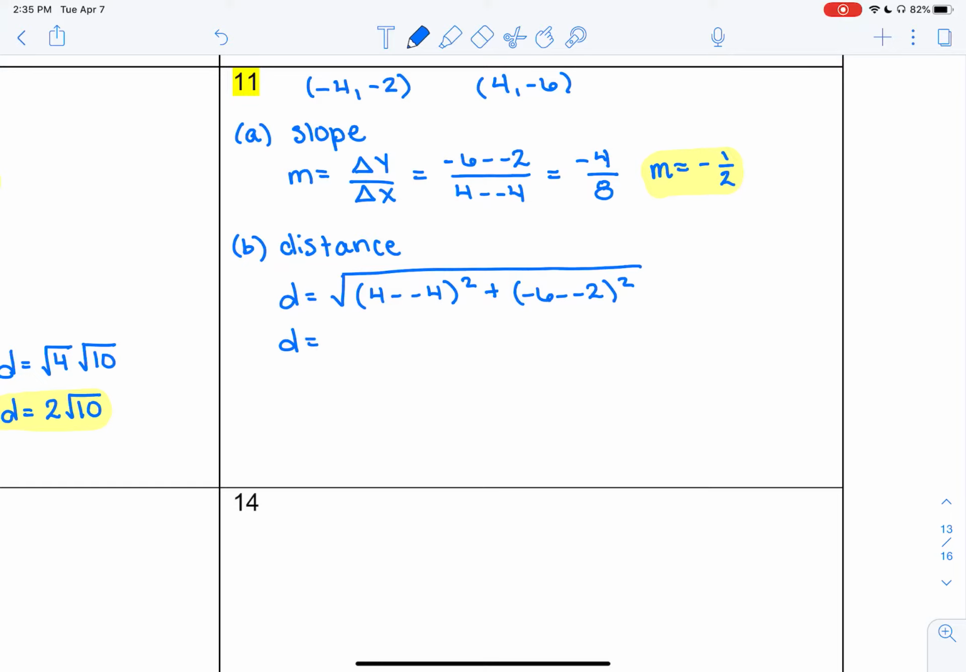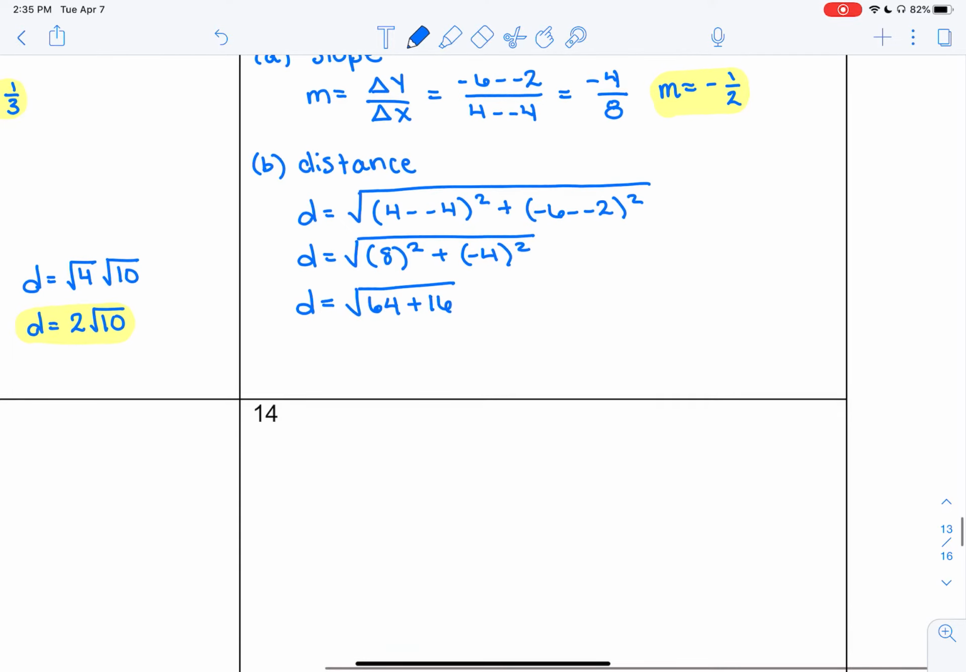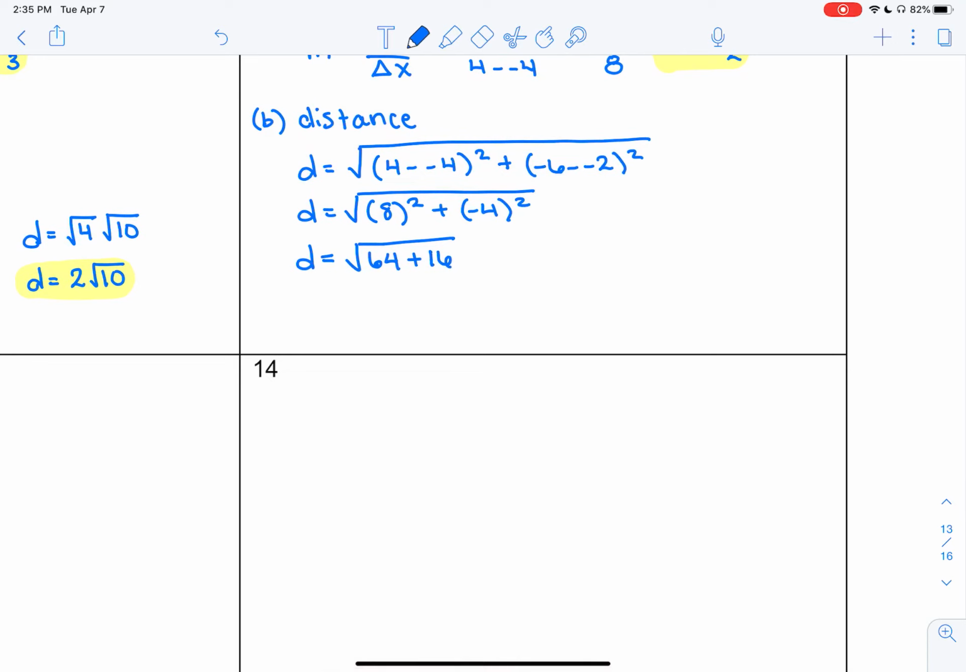Simplify inside those parentheses. 4 minus a negative 4 is actually going to be 8 squared. Negative 6 minus a negative 2 is really negative 6 plus 2. So that's going to become negative 4 squared. Simplify those squares. 8 squared is 64 plus negative 4 squared is 16. And then add those together. 64 plus 16 is equal to 80. So we have the square root of 80.